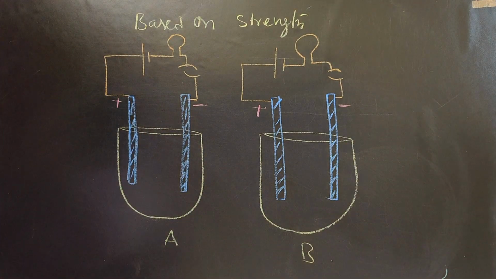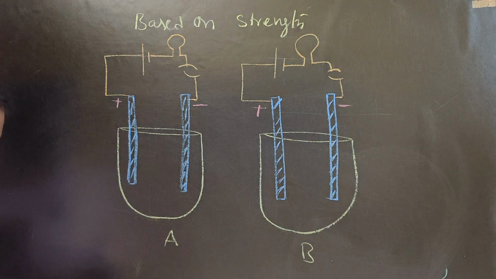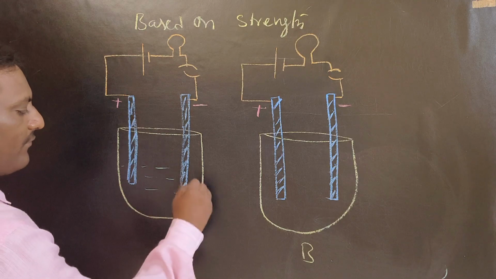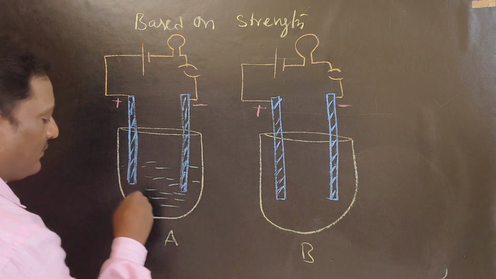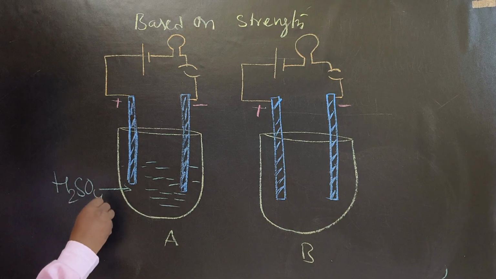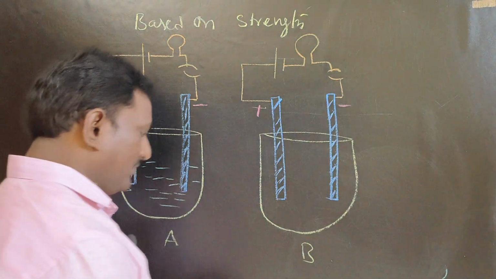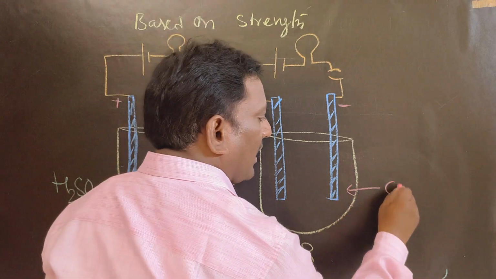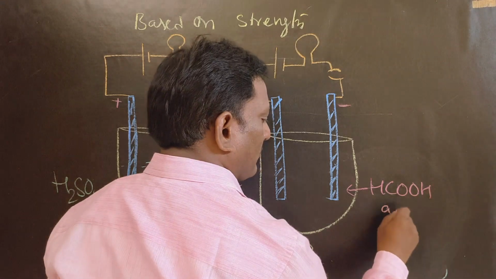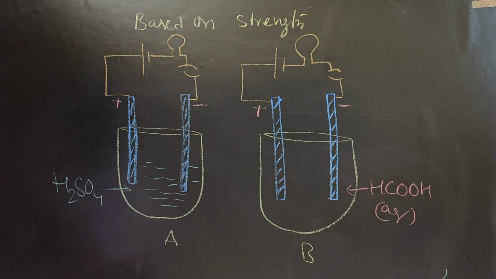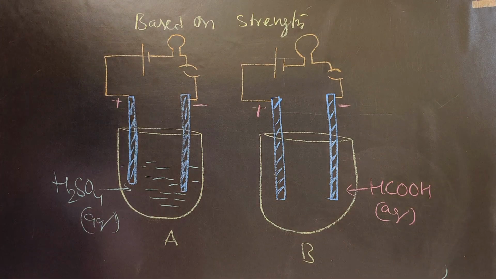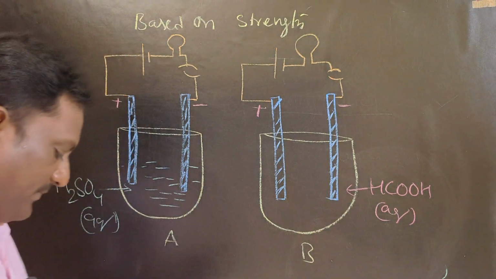Now, in this beaker A, add 3 ml of aqueous solution of sulfuric acid. In this one, add 3 ml of aqueous solution of formic acid. This is aqueous solution of sulfuric acid, and this is aqueous solution of formic acid.